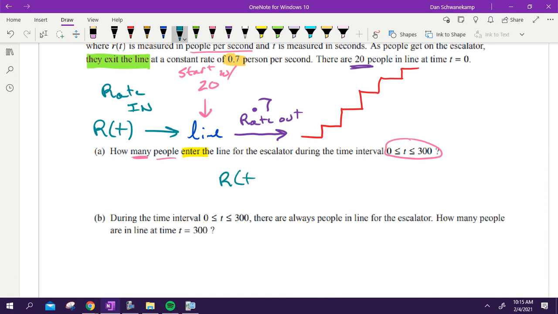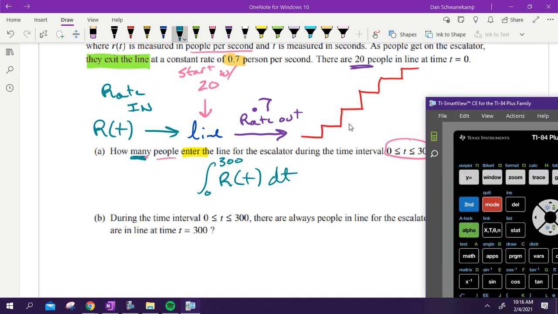What do I need to do with that rate to tell me how many people? Integrate it from when to when? 0 to 300, dt. Do I need the 20 on this one? No, because this is just asking how many people enter, not how many people are in line. It's how many people enter the line.